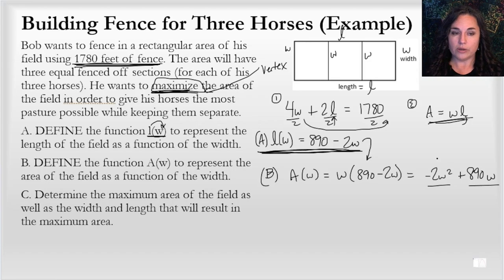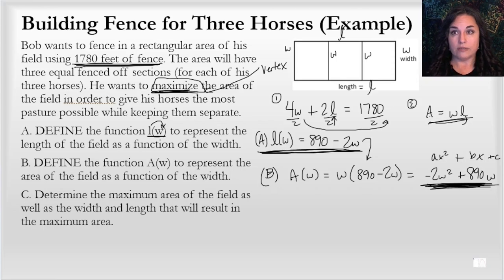I arranged it this way because it's easier for me in quadratic form, AX squared plus BX. We don't have a C in here, but I'd be able to put a C. I always put it in that familiar general form so I can identify A, B, and C easily. All right, so this was my answer for B. I have the area as a function of width. Now I can say, okay, I have a parabola.